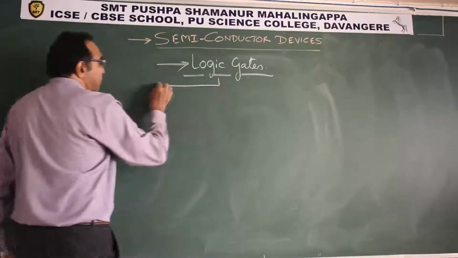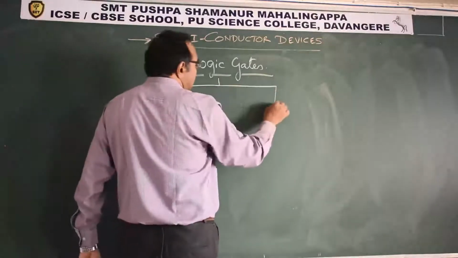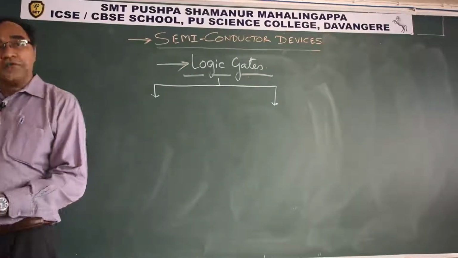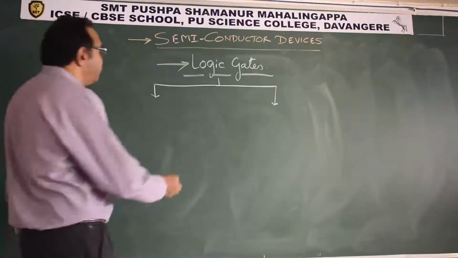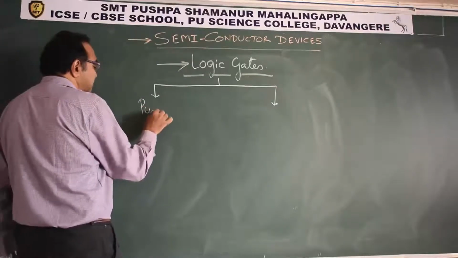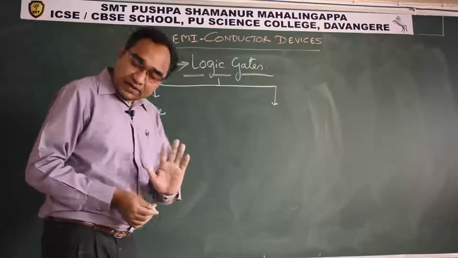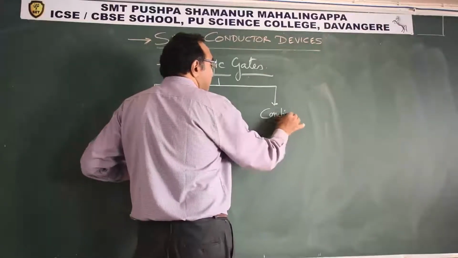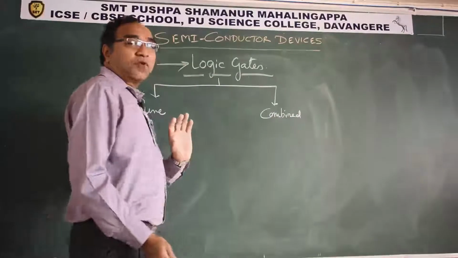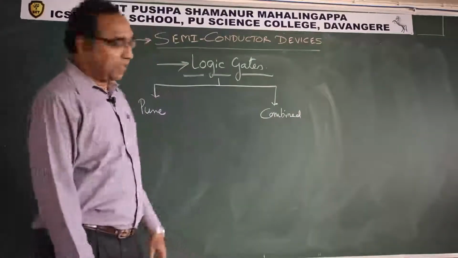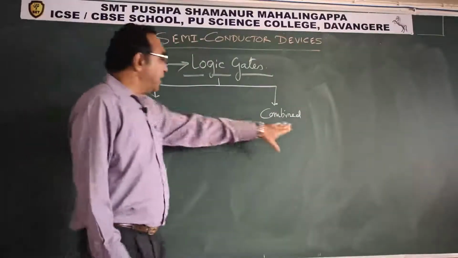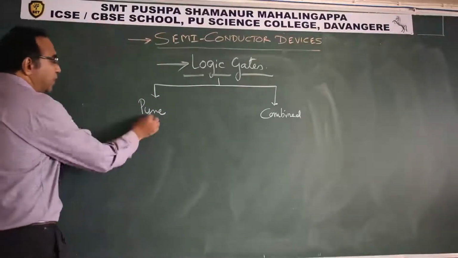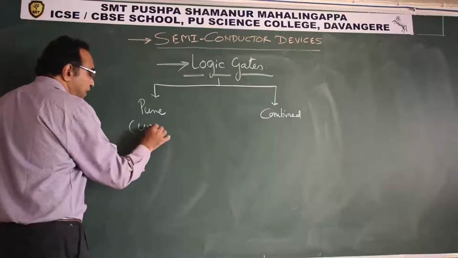So there are two types of gates. Why two types of gates? Because one will be called pure gates. You will ask whether the other is an impure gate. Nothing like that. The other is combined, meaning a combination of pure gates. One is the pure gate, the second is the combined, meaning a combination of pure gates. Pure gates are also known as unary gates.